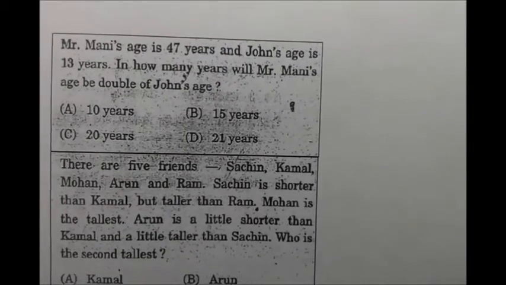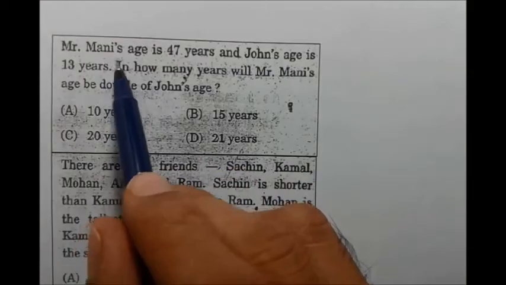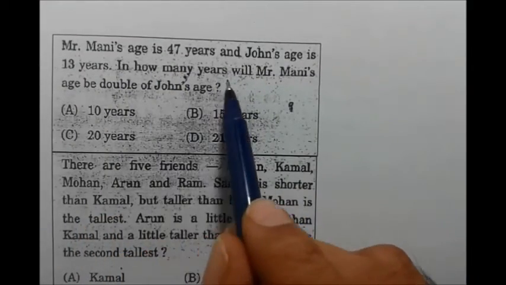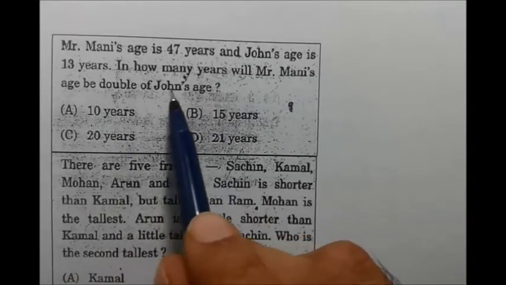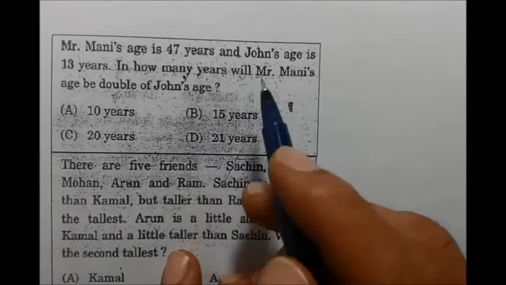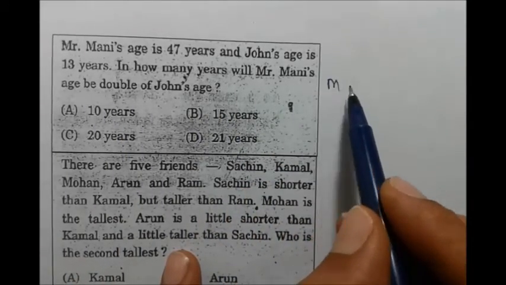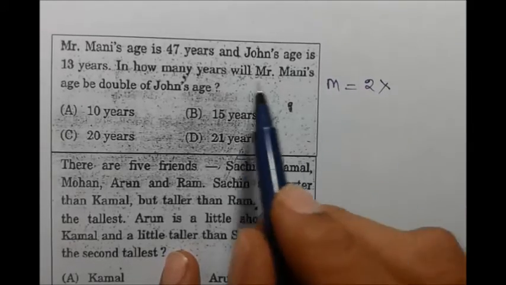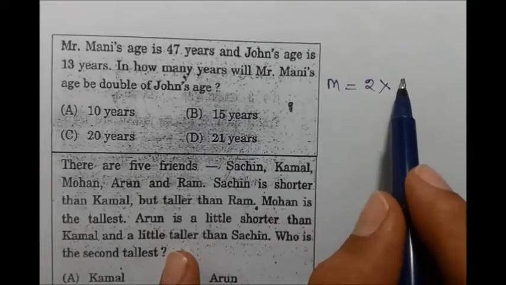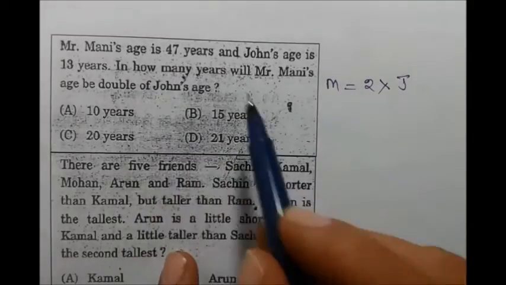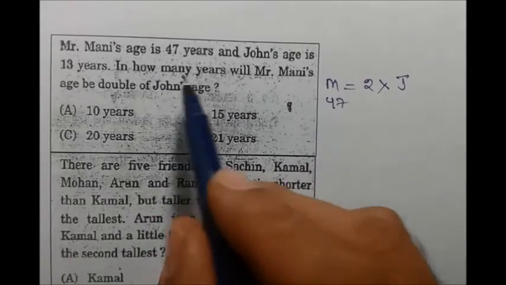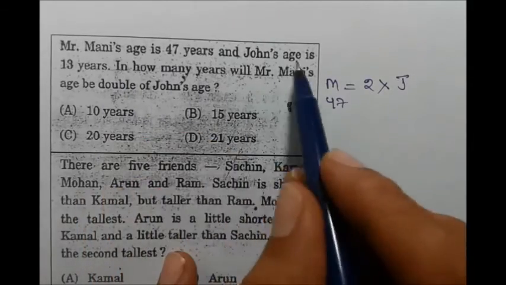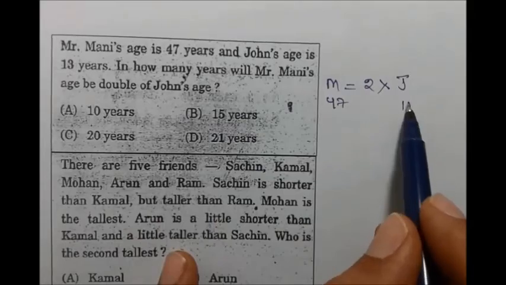Look at this problem now. The problem says Mr. Mani's age is 47 years and John's age is 13 years. In how many years will Mr. Mani's age be double of John's age? So the present age of Mani is 47 and John is 13.